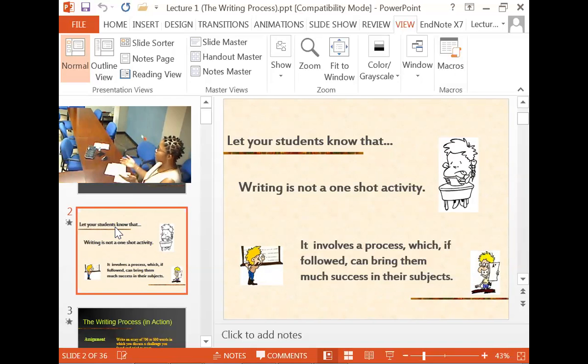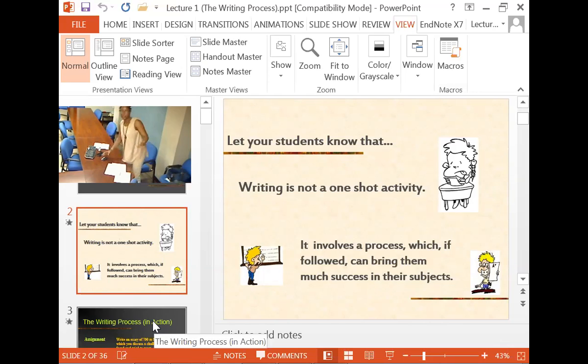Because what we want them to understand is that it involves a process, right? And the process is going to be determined by their writing style, but these are some of the components of the process. And if they're willing to follow a process, then chances are they're going to be able to generate work that is satisfying for them and that you won't feel absolute horror at reading.